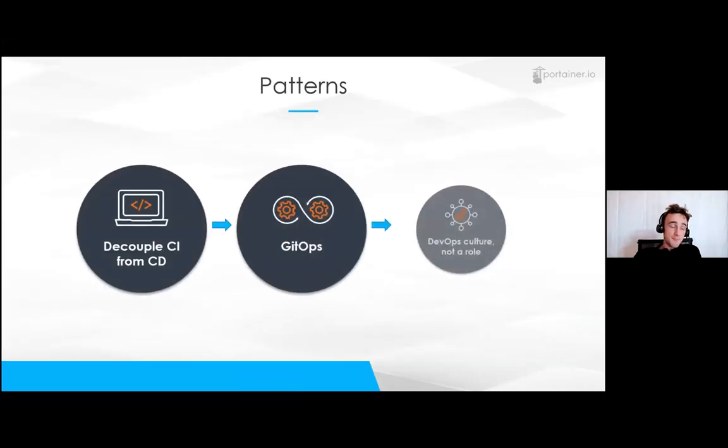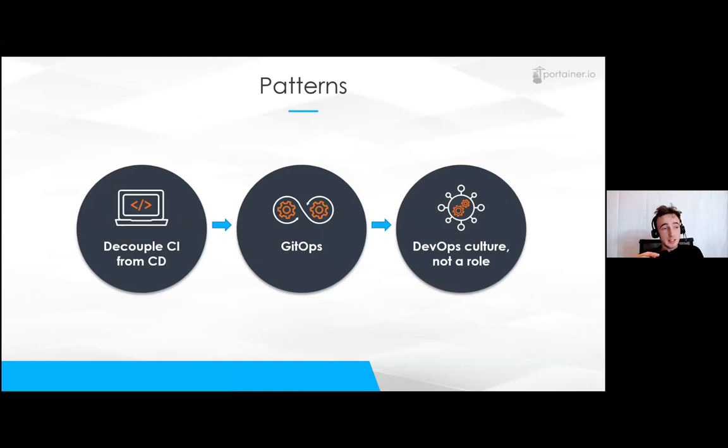So what we're gonna have a look at today are the patterns to resolve these issues. And the first one is decoupling CI from CD. So decoupling your continuous integration from your continuous delivery and deployment. Essentially, that's the exact enabler to GitOps. And GitOps could be considered a part of DevOps culture, one of the practices. And DevOps culture is a state of the art, a state when you have everything automated and the team is doing great with the delivery. So we'll get into all of these patterns as we go along.